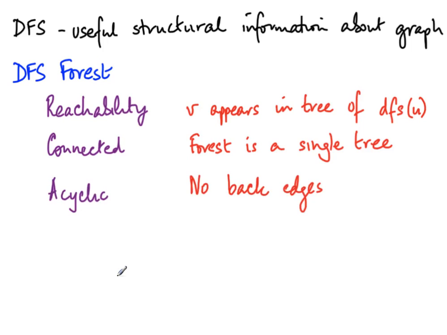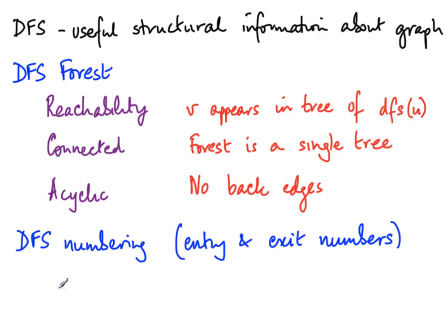We can also check if a graph is acyclic by looking for back edges. If there is a back edge in the DFS forest, it means that you can take the corresponding tree edges and then add the back edge and find a cycle in the original graph. And on the other hand, if there is a cycle in the original graph, if you follow the cycle up to the last vertex, then the last edge in the cycle must define a back edge. So the presence of a back edge indicates that a graph has a cycle, and the absence of back edges indicates that the graph is acyclic.